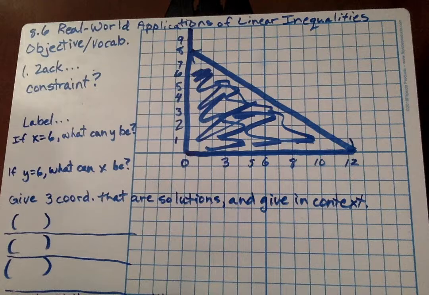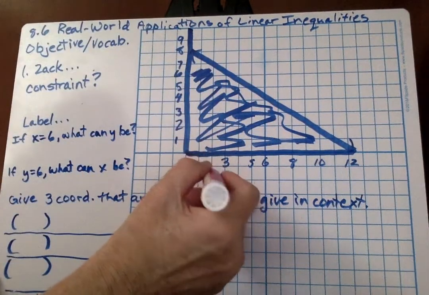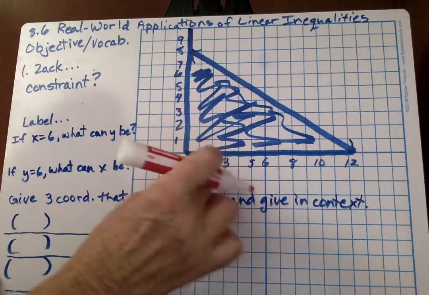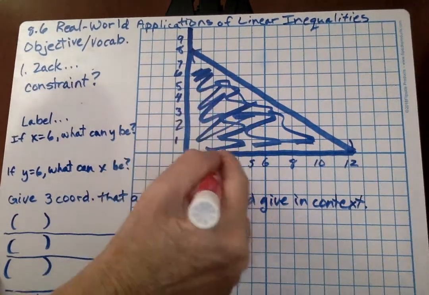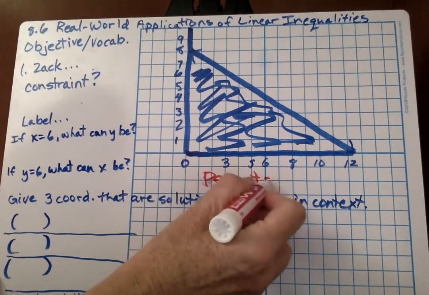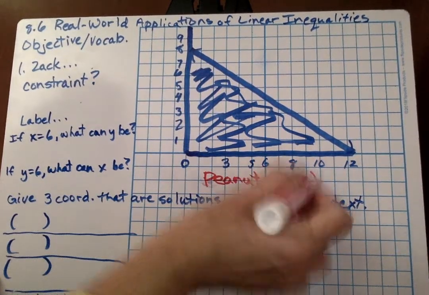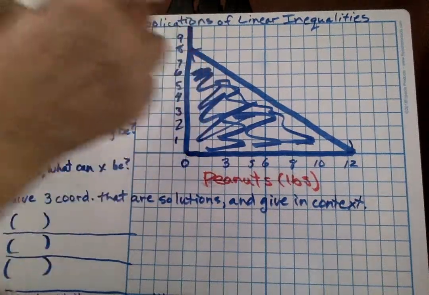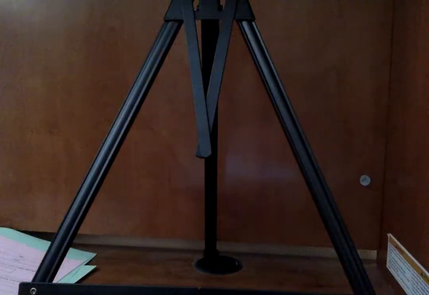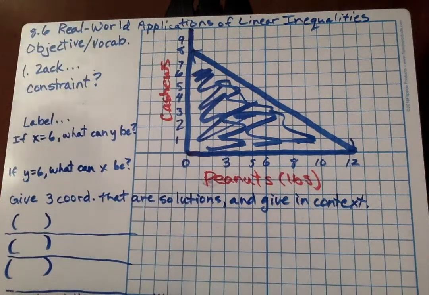So we're going to go ahead and label each of these. Right here, we're going to say our X is peanuts. So this is pounds of peanuts. And we know that's not peanuts, it's pounds of peanuts. Okay, now over to this side, we're going to put cashews for our y-axis like that. So you go ahead and write that on your paper.